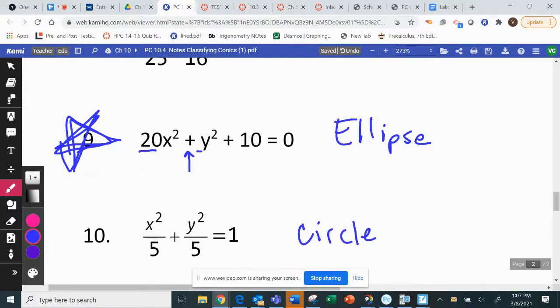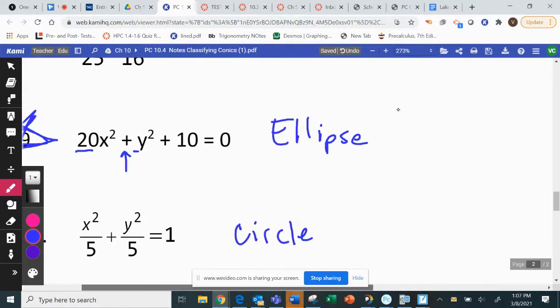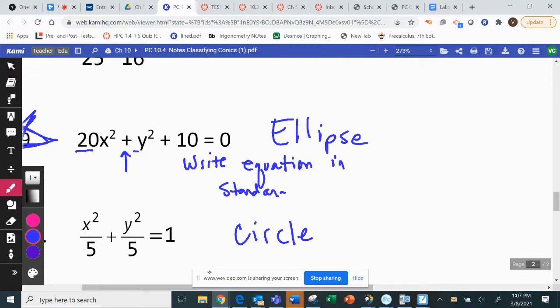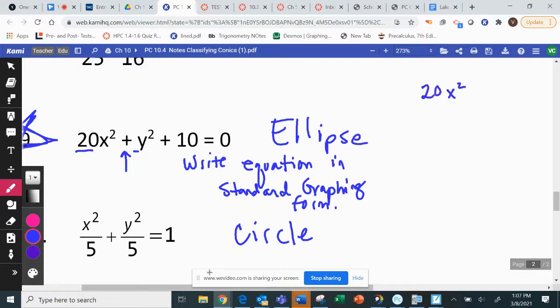Can you guys put that into the correct format? Like the ellipse form? Can you write that equation in the standard graphing form? So if it's an ellipse, it needs to say equals 1, right? Yes, thanks.